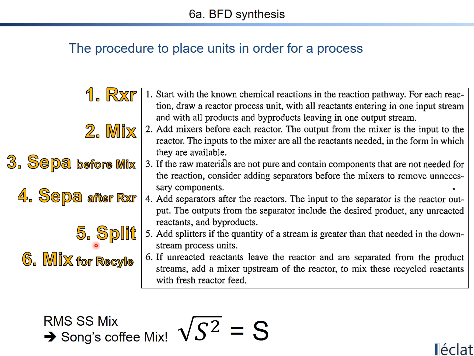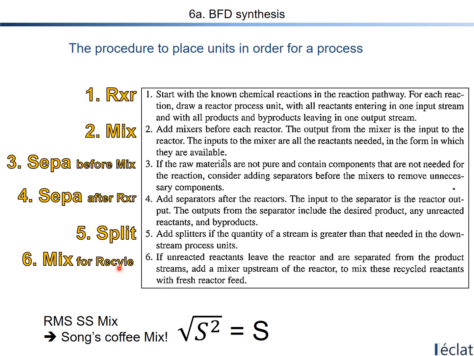The fifth one is the splitter, which is placed after the separator after the reactor. Add splitters if the quantity of a stream is greater than needed in the downstream process unit. That is the fifth unit you should place in your process.